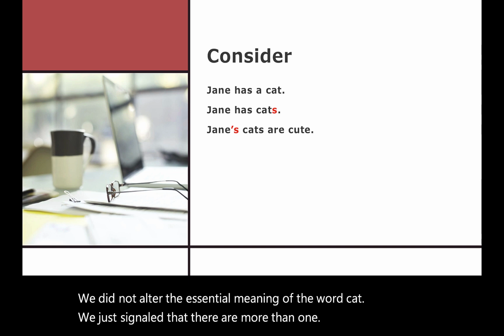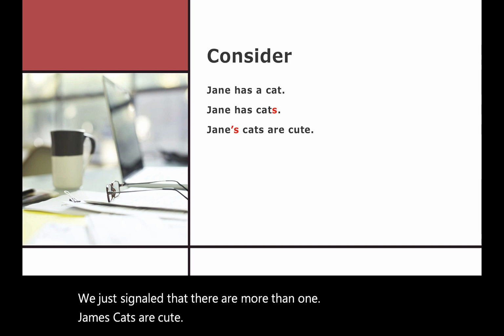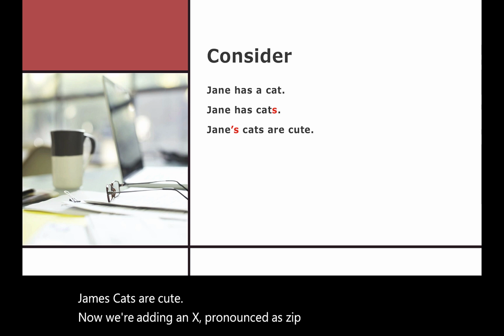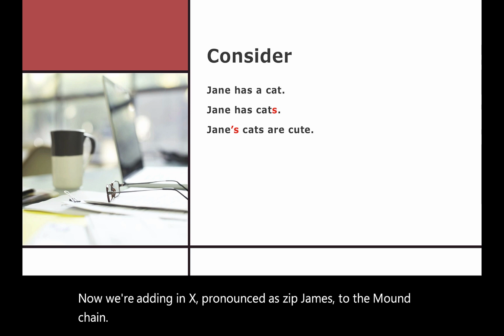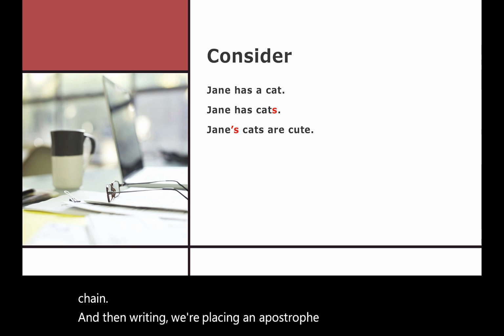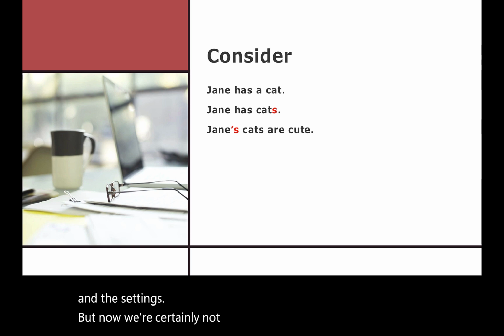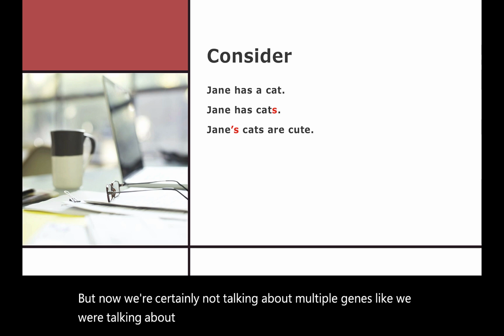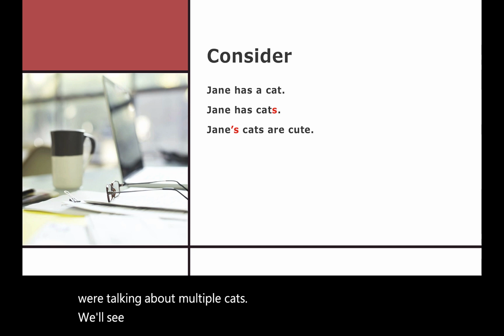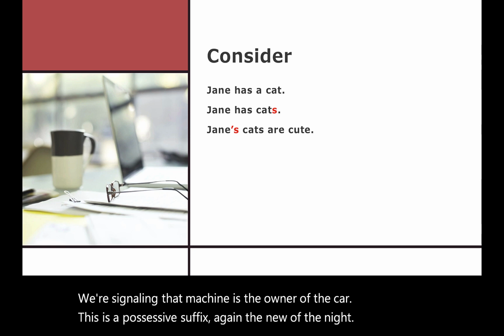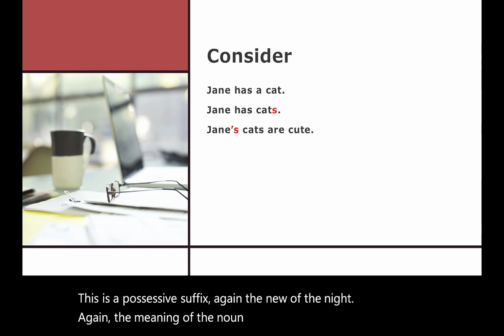Now, Jane's cats are cute. Now we're adding an "s," pronounced as "z," Jane's, to the noun Jane. And in writing, we're placing an apostrophe between the noun and the suffix "z." But now we're certainly not talking about multiple Janes, like we were talking about multiple cats. We're signaling that Jane is the owner of the cats. This "z" is a possessive suffix. Again, the meaning of the noun Jane is not changed. We're only showing that something belongs to her.